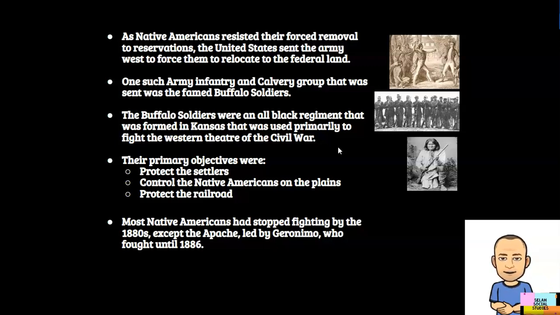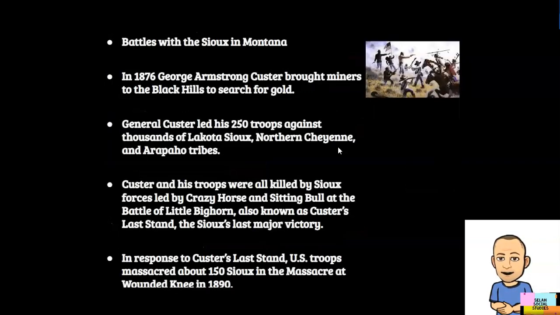So you have these African-American Civil War soldiers going out west, protecting the miners, and battling the Native Americans. Now, there were plenty of battles. All the time there were battles with the natives. And one in particular that I'm going to come over here to is the Battle of Little Bighorn.